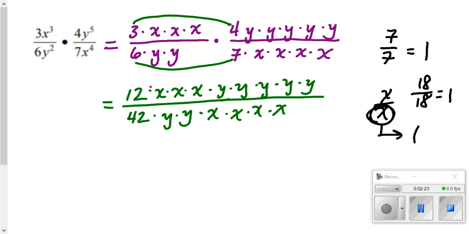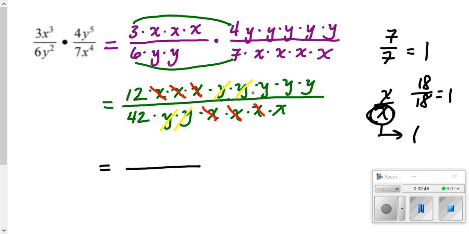So the x here and this x here make a 1. This x divided by this x is 1. This x divided by this x is 1. And I can do that as well for the y's. This y divided by that y, 1. Another 1, that's it. So now if you look at what remains, that part is going to be my answer.